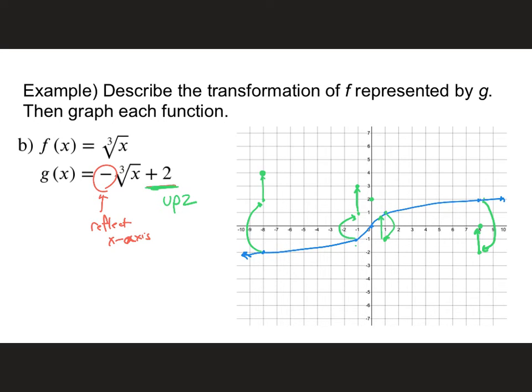Now, if I connect the dots here and make it look the same way, what I end up with is a curve that looks like this right here, a cubed root that has been reflected and then shifted up 2 units.